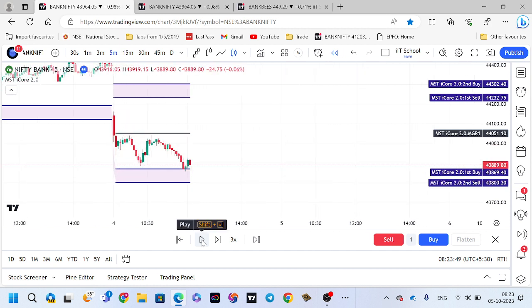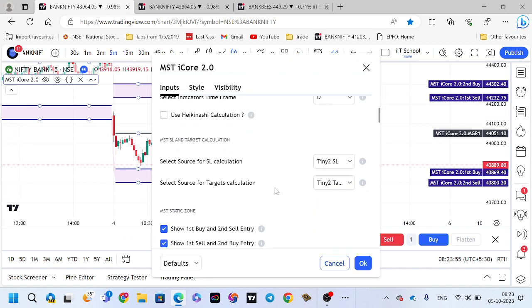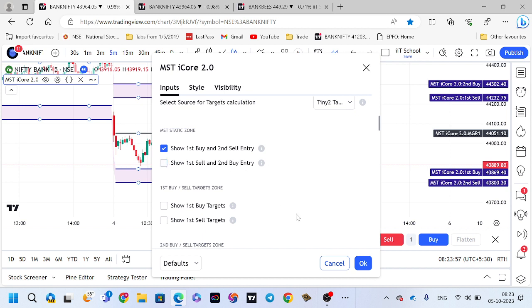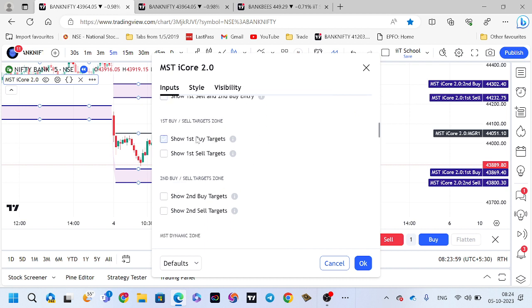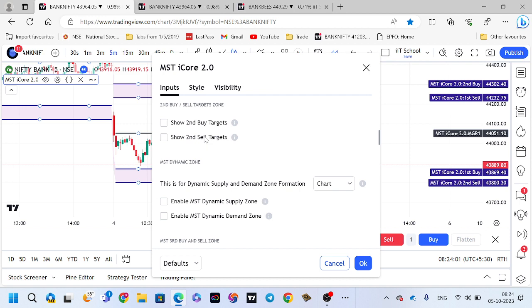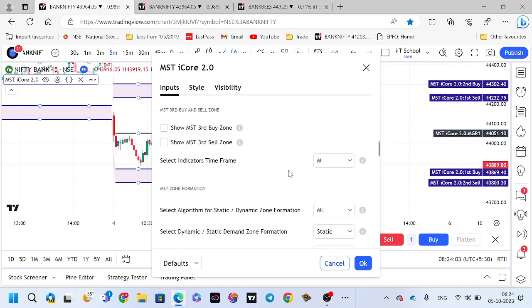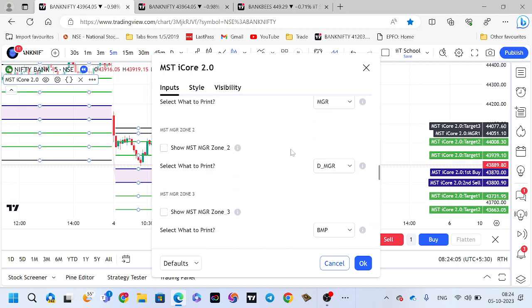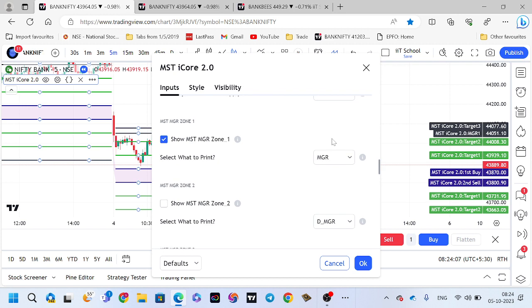Yeah, we got the entry. Now we have got the entry perfectly. If buy activated, there is no sell. If sell activated, there is no buy. So we are going to remove the sell because buy got activated. Since first buy activated, we are going to also enable the second sell targets, because if sell hits, we have to go for the reversal entry. Do not forget.